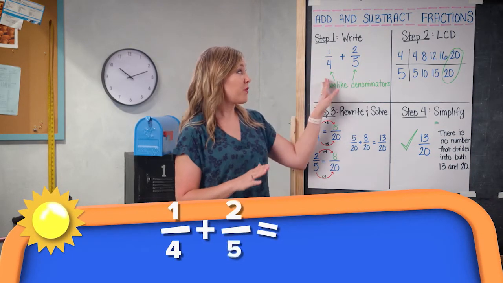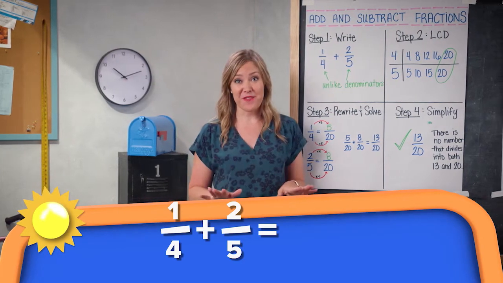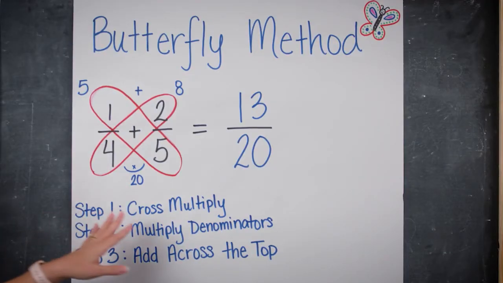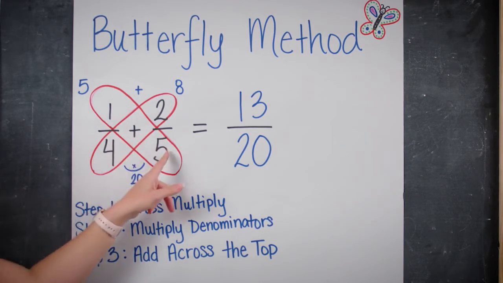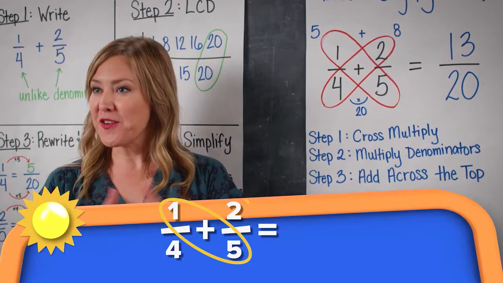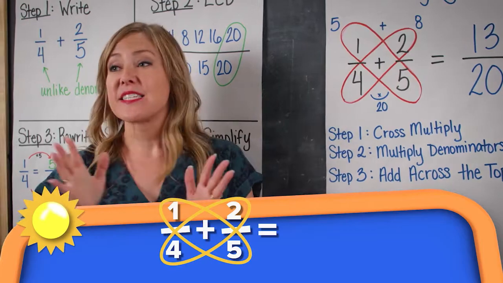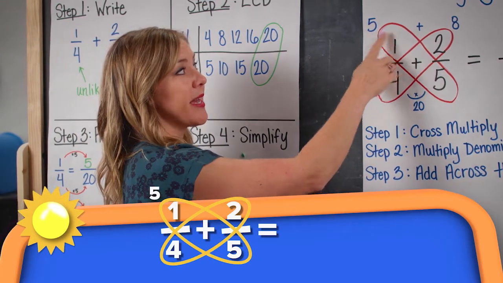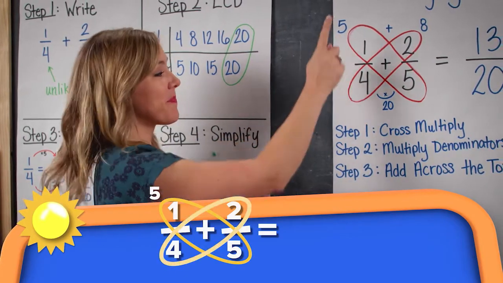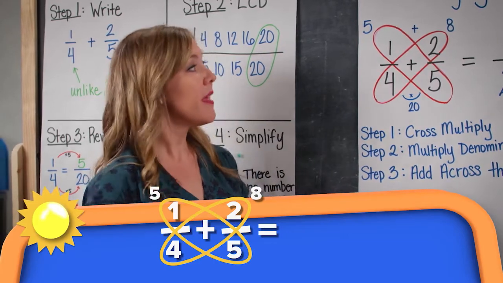So let's do the same addition problem. We're gonna add 1/4 and 2/5, but I'm gonna show you how to do it with the butterfly method. Okay, with the butterfly method, you write your 2 fractions, 1/4 and 2/5, and then you draw butterfly wings, and they crisscross like this. And that's to show you how to cross multiply. So 5 times 1, that's where the 5 came from, and 4 times 2, that's where the 8 came from.